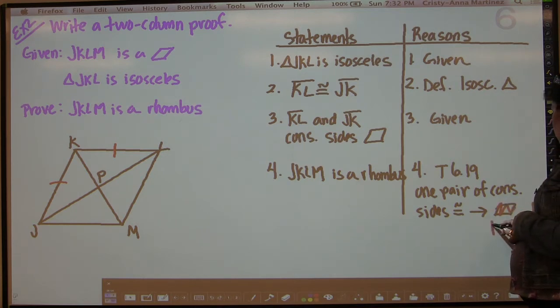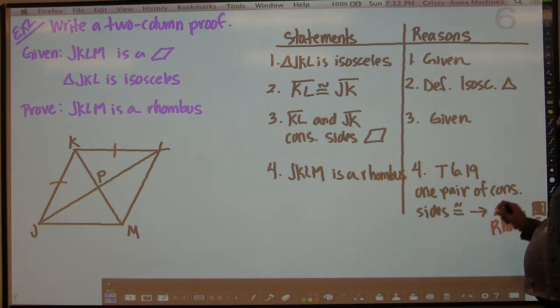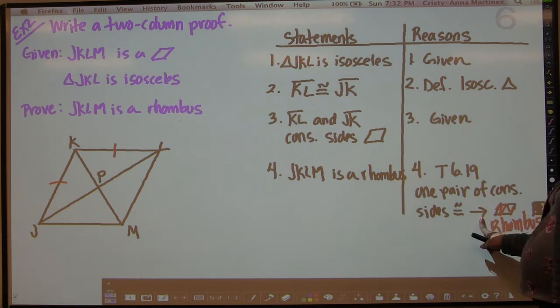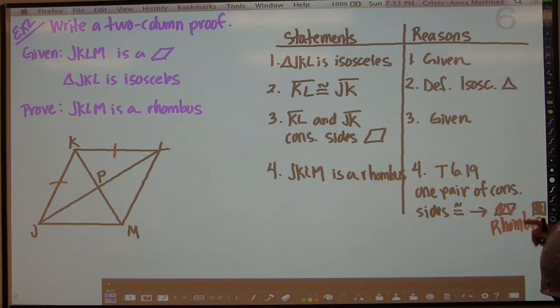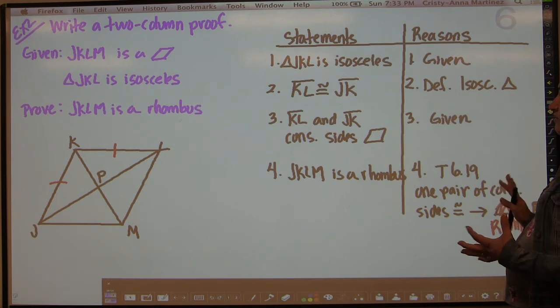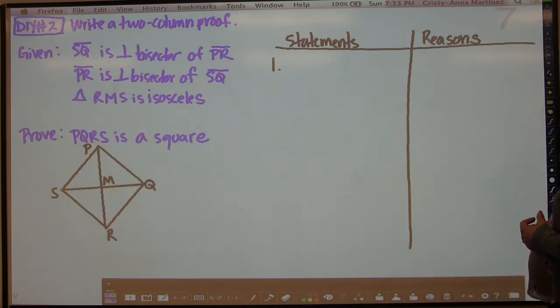So I should probably write implies rhombus. Okay, but I did abbreviate consecutive sides congruent. The little arrow means implies, so it's like an if-then situation. So if one pair of consecutive sides congruent, then rhombus, and then my Helmholtz. All right, so that's my proof. It's a very short proof, and yours will be too.